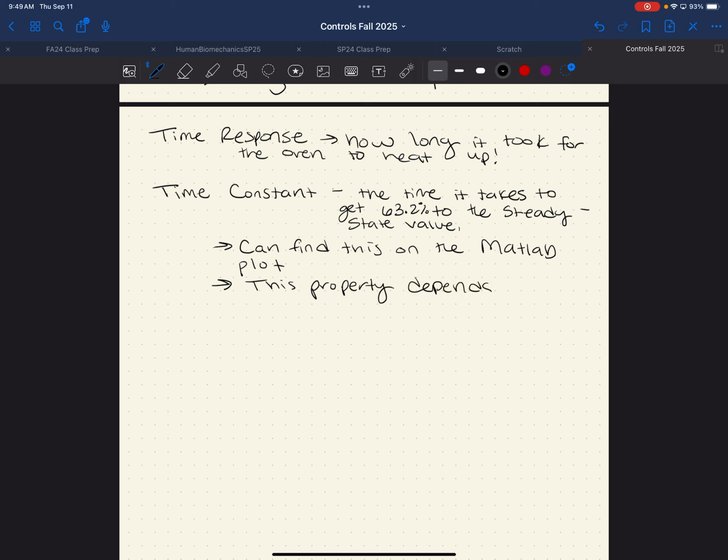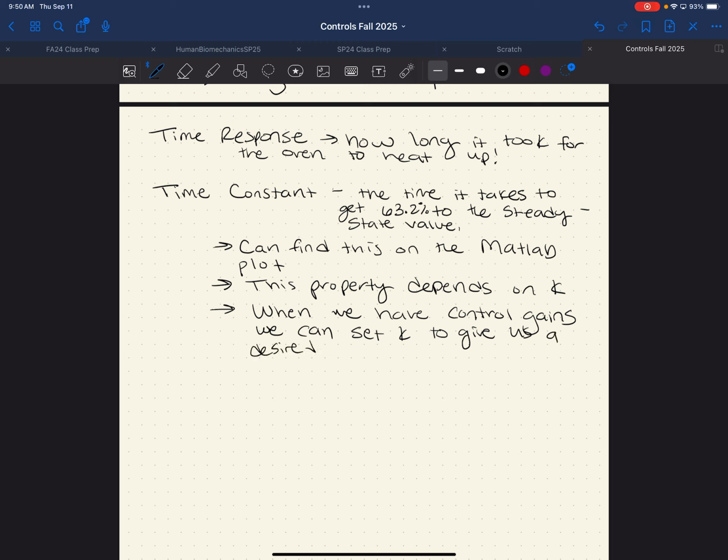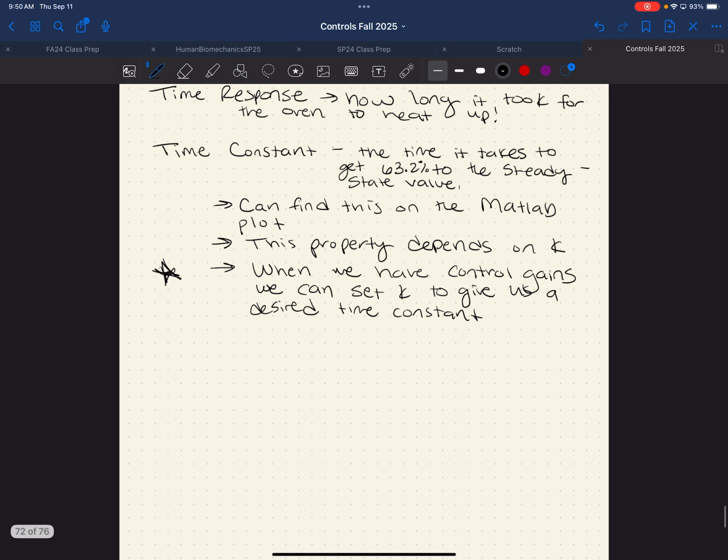This property depends on K. And when we have control gains, we can set K to give us a desired time constant. And this is a really important idea that we will come back to a little bit later in this course.